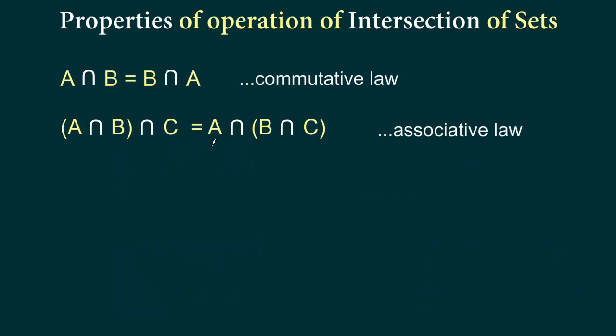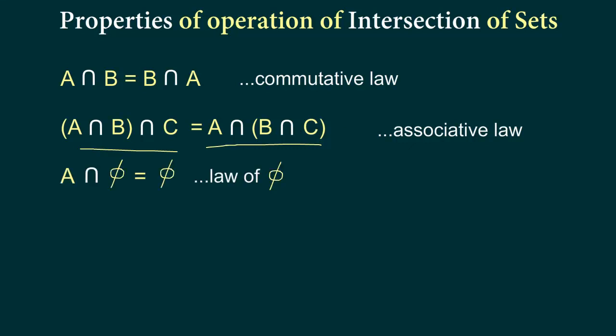Similarly, we can visualize A intersection B, and if the sets are not disjoint, we will get some common part. And if we then intersect with C, we will get a set that contains elements which are common to A, B and C. Similarly, on the right side, if we do B intersection C, it will give us elements common to B and C. And if we take that set and do an intersection with A, we are going to get a set that contains elements common to A, B and C. So these two will be equal. This is known as the associative law.